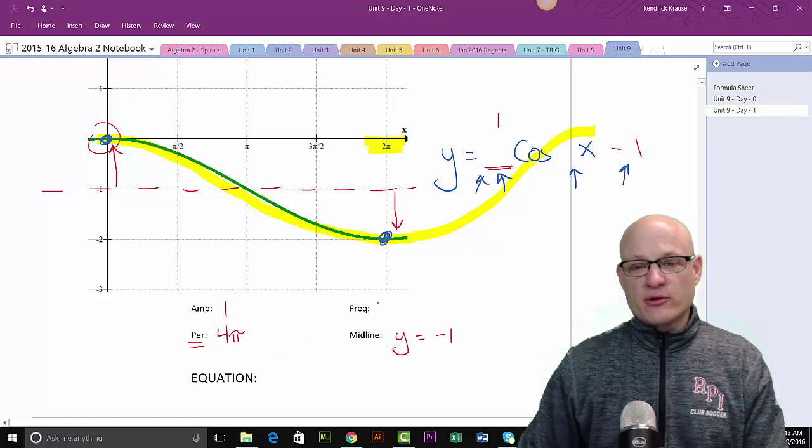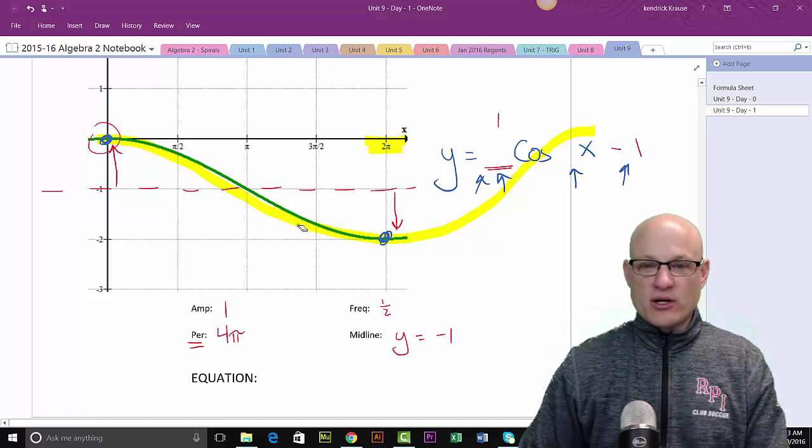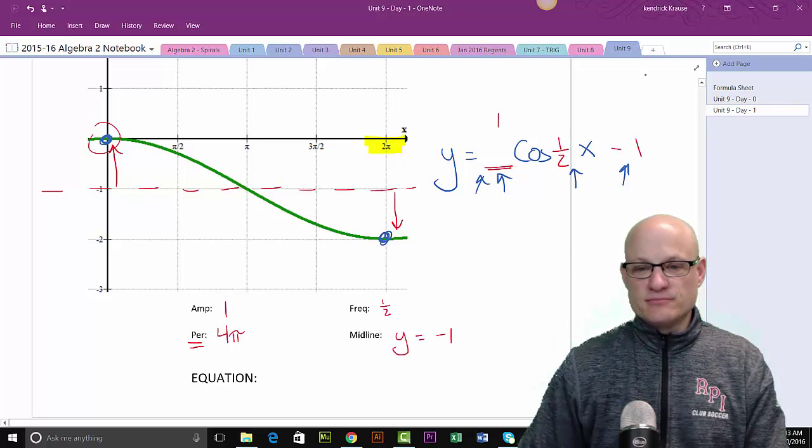Or, in other words, the frequency, which is how much of a curve it finishes in 2 pi, is really just a half. So when I come back up to my equation here, this is going to be 1/2, and that's it. So cosine 1/2 x minus 1.